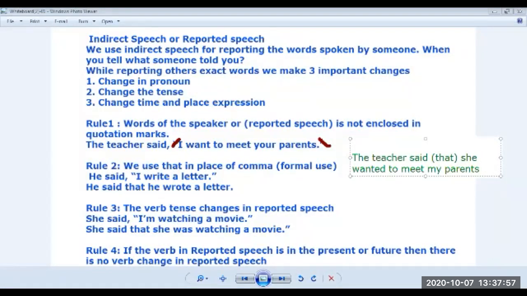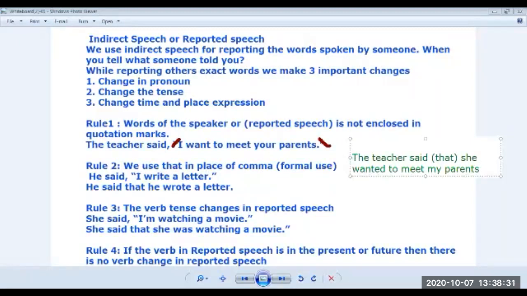So that is optional. You will always find that in many cases we can use it and we can also not use it. But the correct way is to use that. In informal speech, supposing you are talking to somebody you are very familiar with, like your parents or your friends, if you want, you can avoid the use of that. So you can also say, the teacher said she wanted to meet my parents.